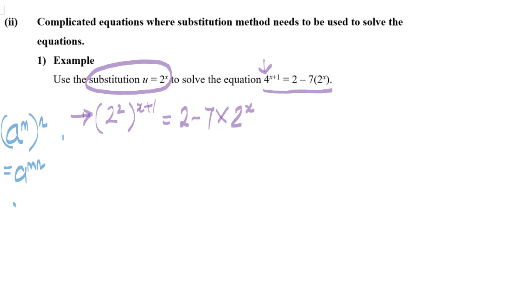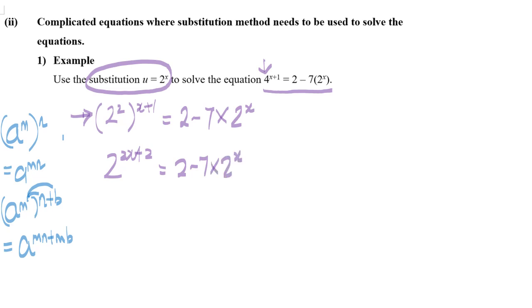Okay, if you have 2 terms, then you have to remember to multiply m with both terms. So that will give us 2 to the power of 2x plus 2. Now I still cannot do any substitution yet because I have to break this guy up into 2 to the power of x and something else.